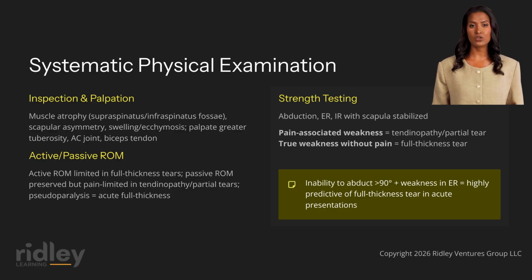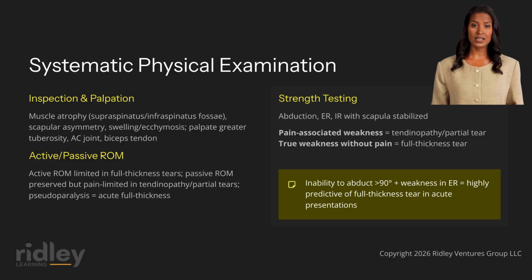Strength testing is a cornerstone of the examination. The guideline recommends standardized assessment of strength in abduction, external rotation, and internal rotation with the scapula stabilized to minimize confounding from scapular dyskinesis. The critical clinical distinction here is between pain-associated weakness, which is more common in tendinopathy and partial thickness tears, and true weakness in the absence of pain, which is highly suggestive of a full-thickness tear.